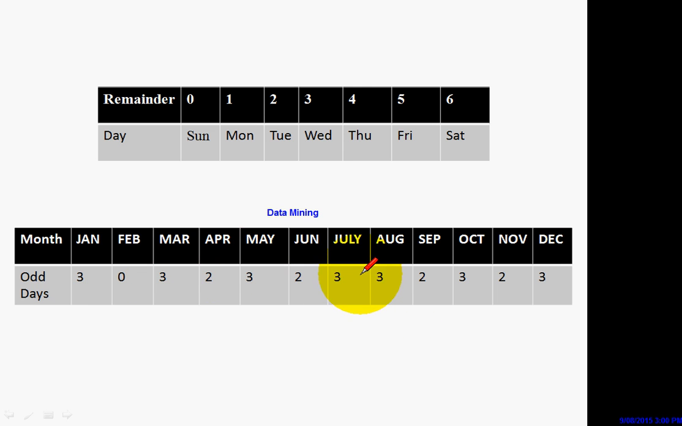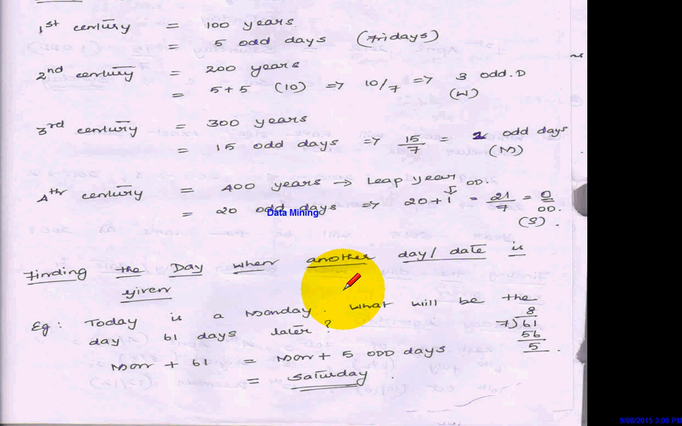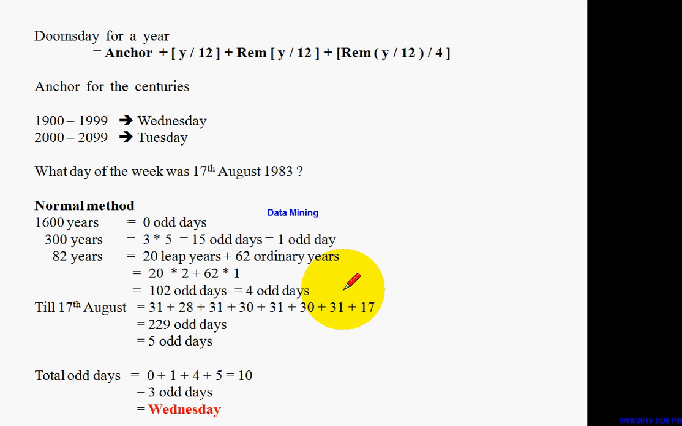Till July I have to take, isn't it? So it is 3 plus 3, 6, plus 2, 8, plus 3, 11, plus 2, 13, plus 3, 16. Likewise, we can directly add 16, and from that I have to add 17 days. So 16 plus 17 will sum up to 33. Once you divide 33 by 7, 28, the remainder will be 5 odd days. Clear? 5 odd days.